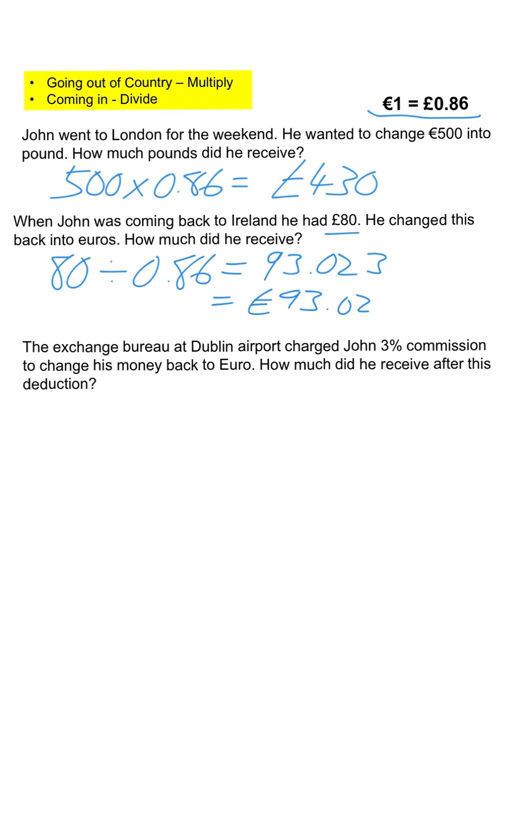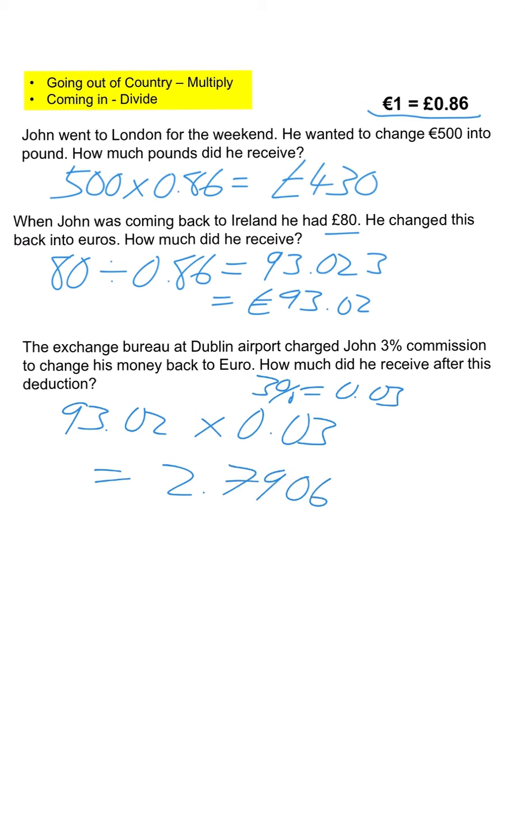Now, the Exchange Bureau at Dublin Airport charged John 3% commission to change the money back into euro. How much money did he receive after this deduction? Right, so what we're going to do is, the 93 and 2 cents, we need 3% of that. So I'm going to multiply it by 0.03. 3% as a decimal will be 0.03. And doing that, that will be 2.7906. I'm just going to keep it as that for the moment. I won't round just yet.